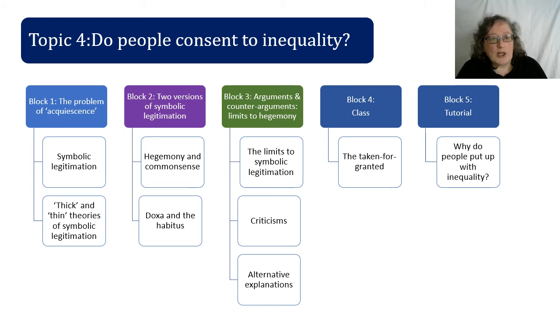In that topic, we look at different versions of theories of symbolic legitimation. The two main ones are Bourdieu's theory of doxa and the habitus, and Gramsci's theories about hegemony and common sense. Although we also look a little bit in the first lecture block at the Frankfurt School, quite briefly. But there's also an arguments and counter-arguments section where we consider firstly the limits to symbolic legitimation that theorists themselves set up, as well as criticisms, and one very prominent critic, James C. Scott, who sets up some alternative explanations. We'll consider those issues in class and tutorial when we consider Bourdieu's account of the doxa and the taken for granted, and then more generally we'll consider in relationship to the key readings why we think people put up with inequality and which set of arguments we find more persuasive.